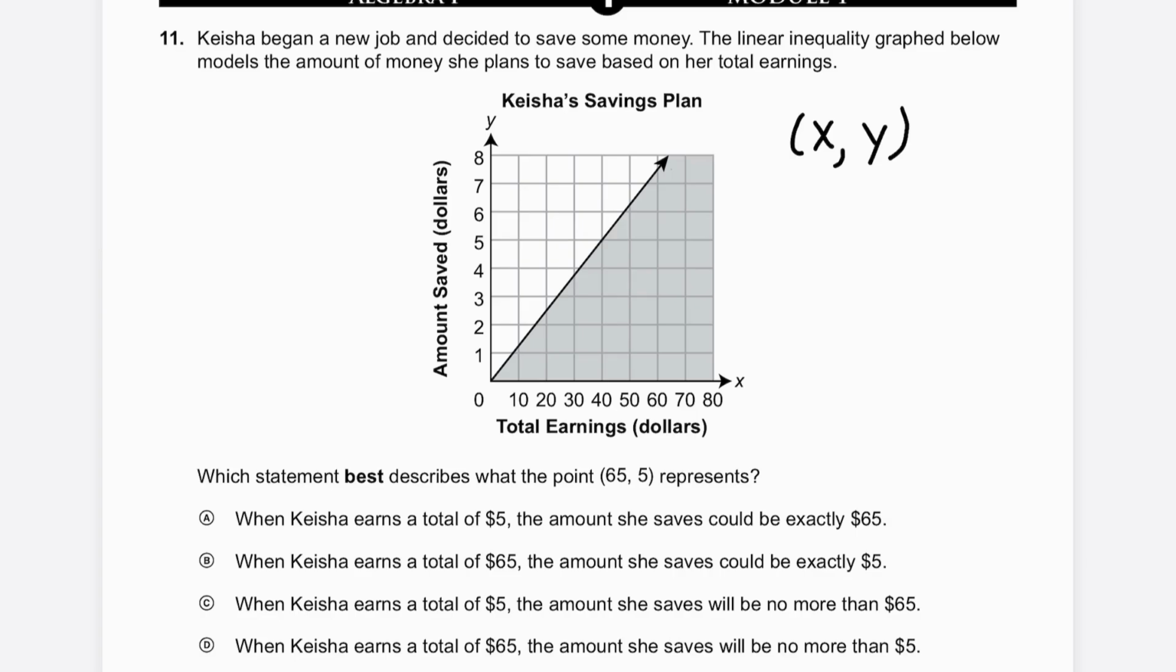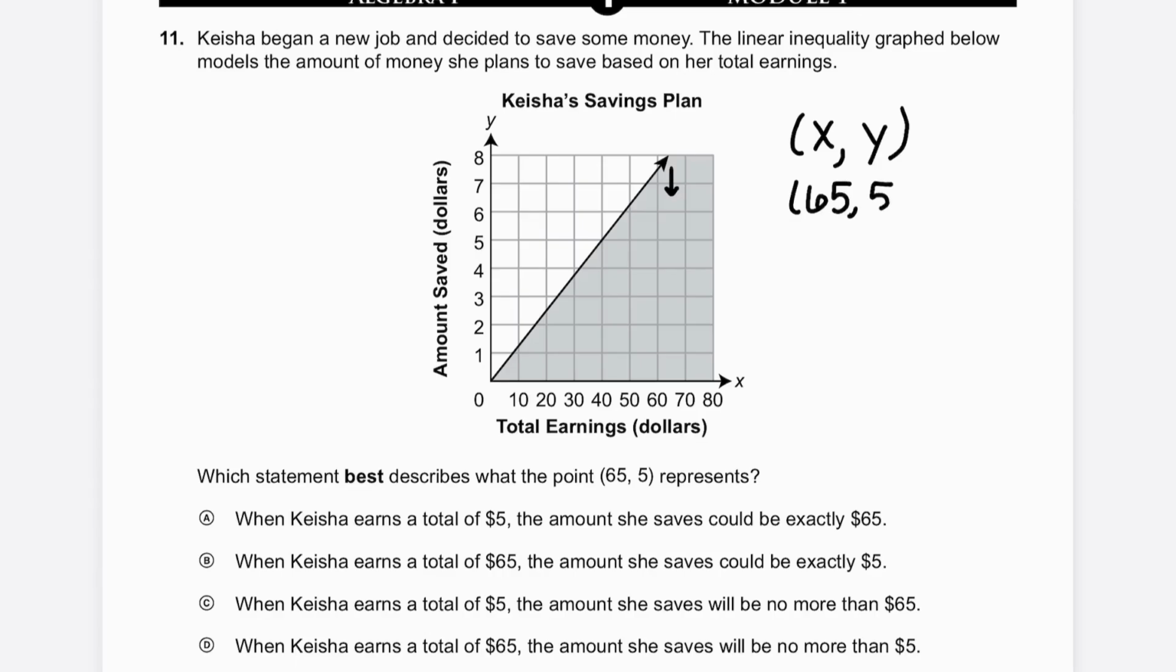Now, a little bit of a review: this is a linear inequality. Because we have a solid line here, it means that the line can be included, and it's shaded below the line. So this is our solution region, okay? It's asking us which best statement describes the point (65, 5).